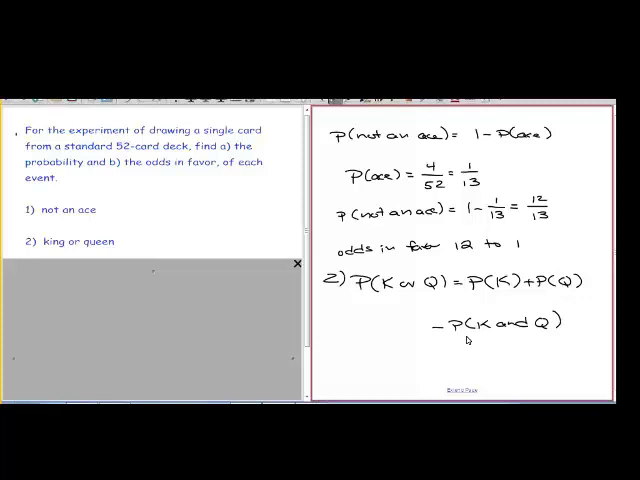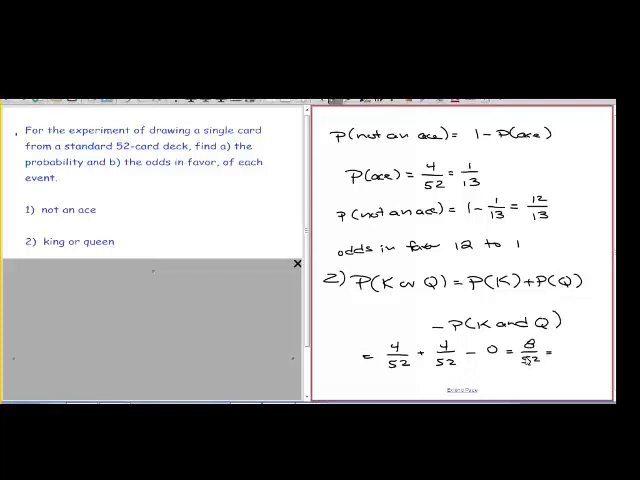To find king or queen, all we do is we add the probabilities of picking a king plus the probability of picking a queen and subtract 0, because this is 0. So the probability of picking a king, there are 4 kings out of 52 cards. And the probability of picking a queen, there are 4 cards out of 52 cards. And there are no cards that are both the king and the queen at the same time.